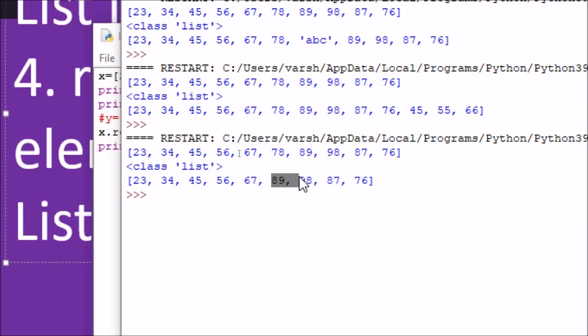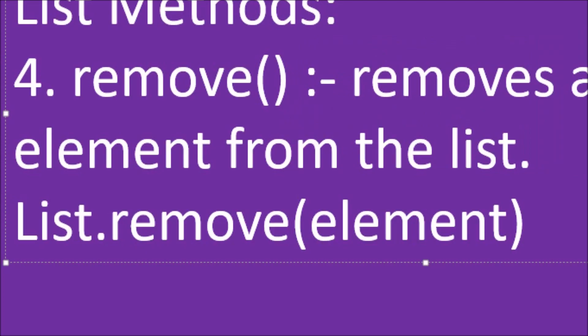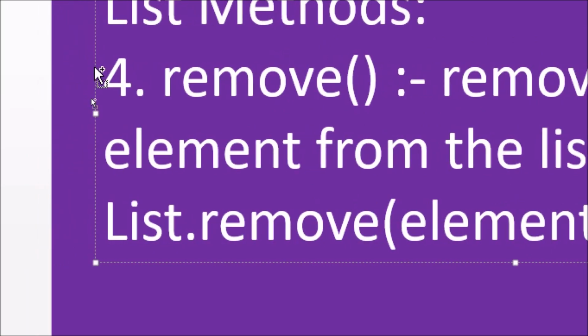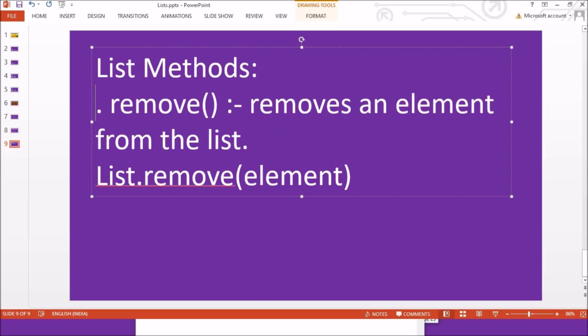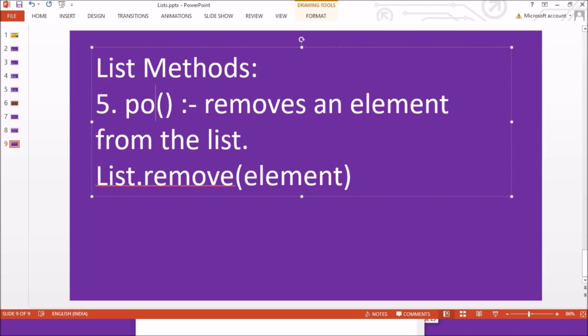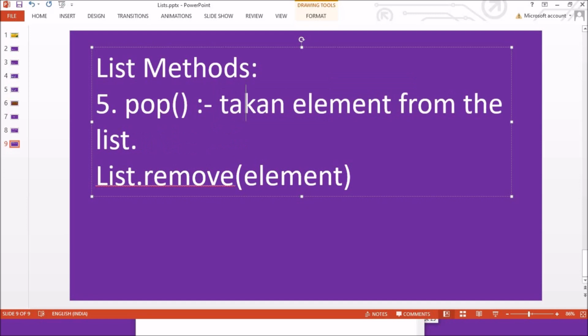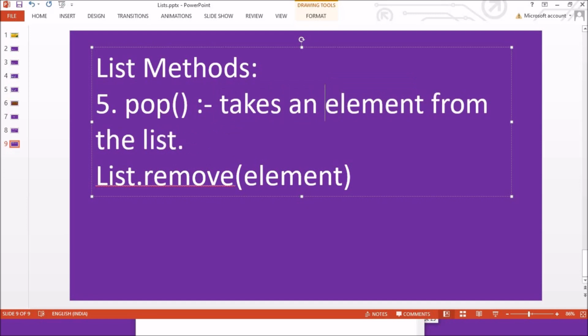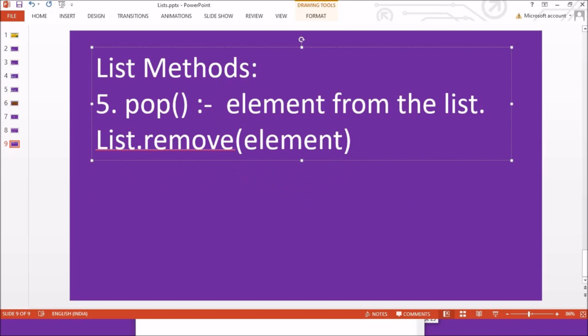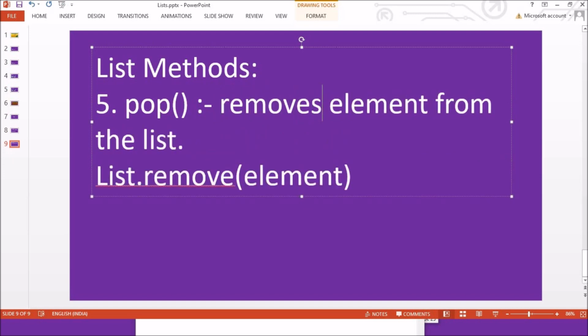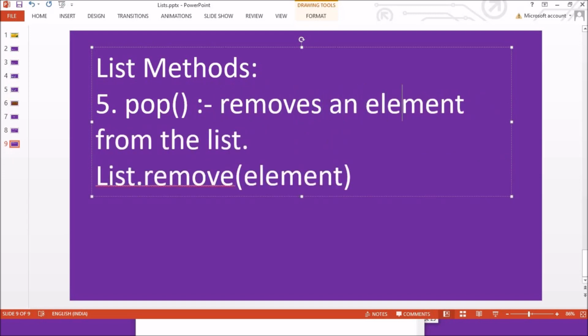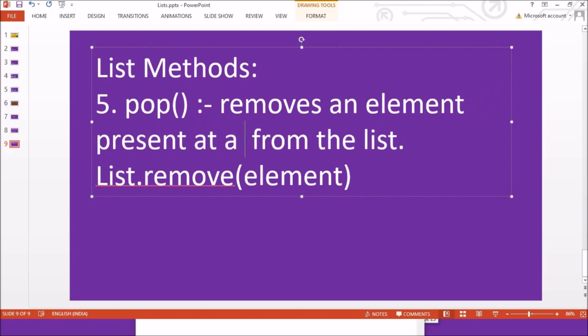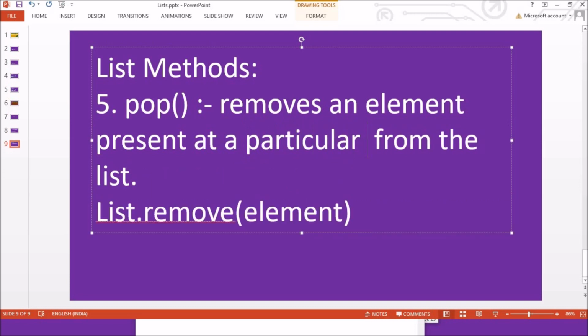बट अगर आपको इंडेक्स के बेसिस पे रिमूव करना है, इफ यू वांट टू रिमूव एन एलिमेंट ऑन द बेसिस ऑफ इंडेक्स, so we are going to make use of the method pop. So we are going to use pop. The pop method takes an index, or you can say it removes an element present at a particular index.